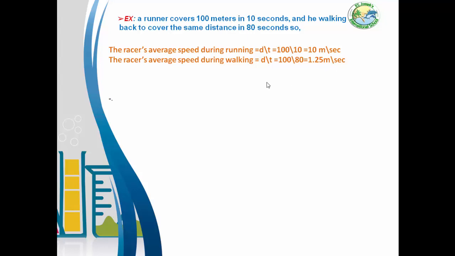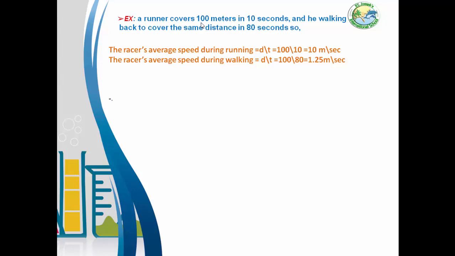Finally, the average speed during the whole trip. It means total distance covered divided by total time. The total distance covered: he runs 100 and walks 100, so the total distance covered is 200 meters.